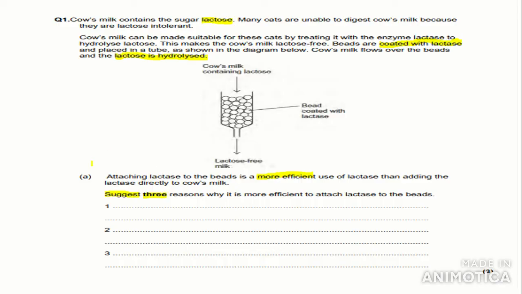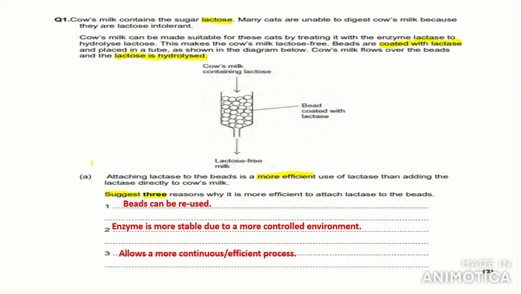Now, one thing about these bead contraptions is that you can reuse the beads. So that is an important point to make. Also, the enzyme is more stable because obviously in the tube there's a more controlled environment, so you haven't got as many changes in things such as temperature and pH. Also, another point you can make is that it allows a continuous process, so nothing runs out.